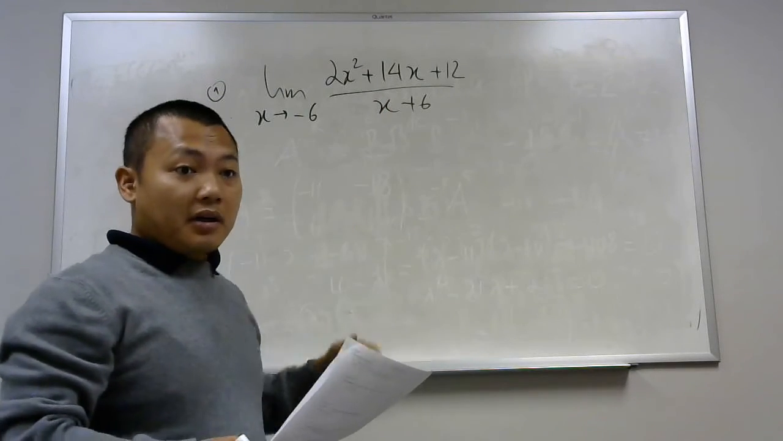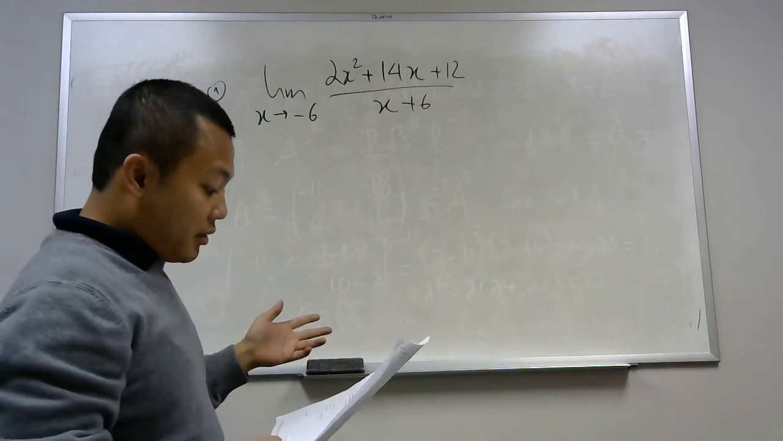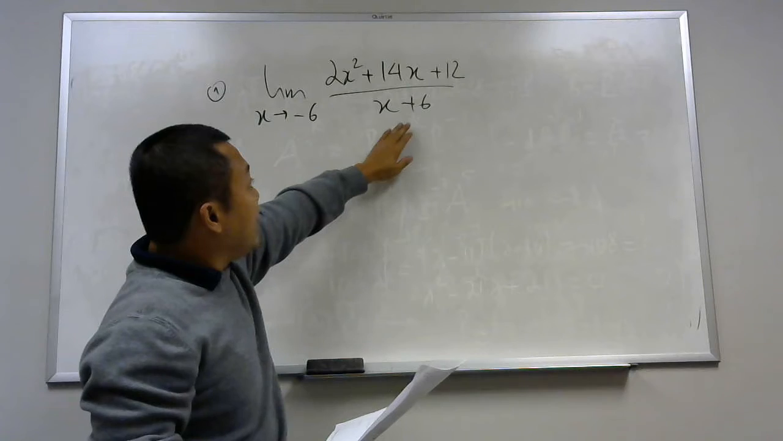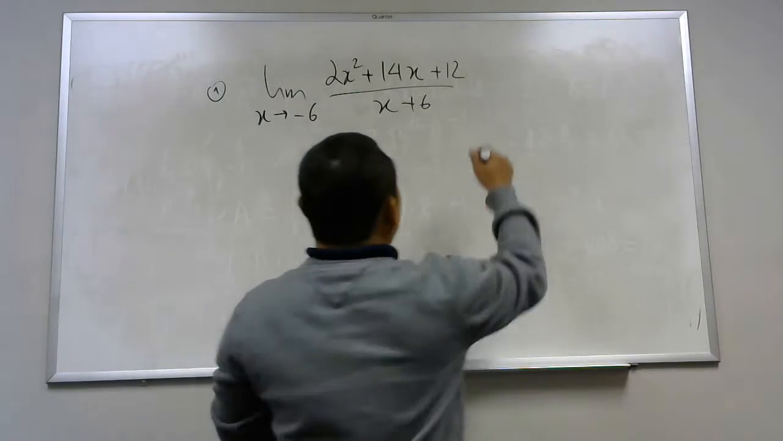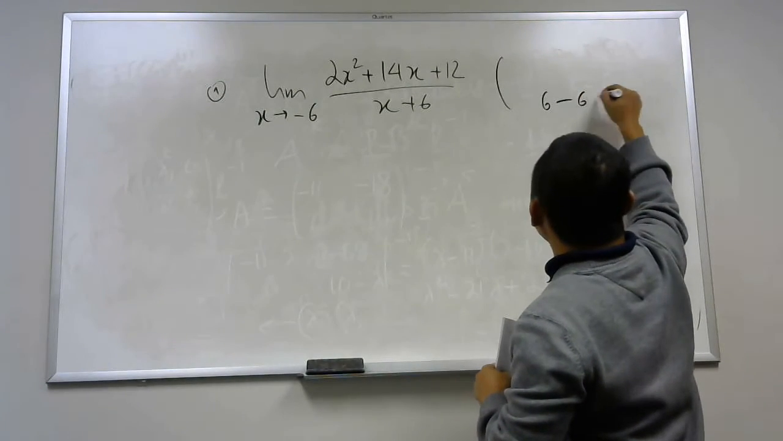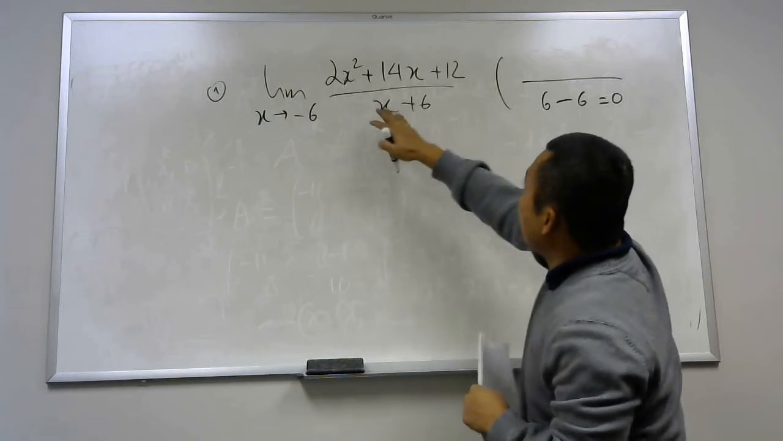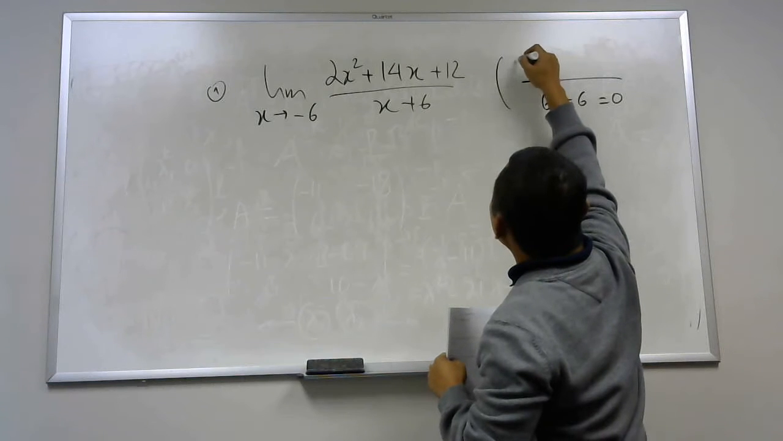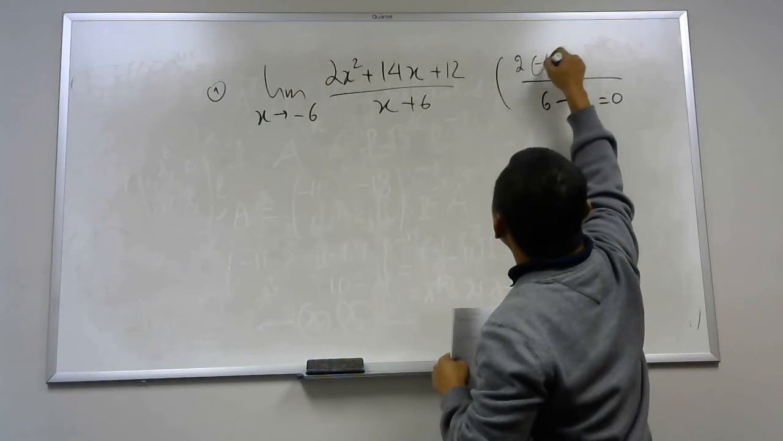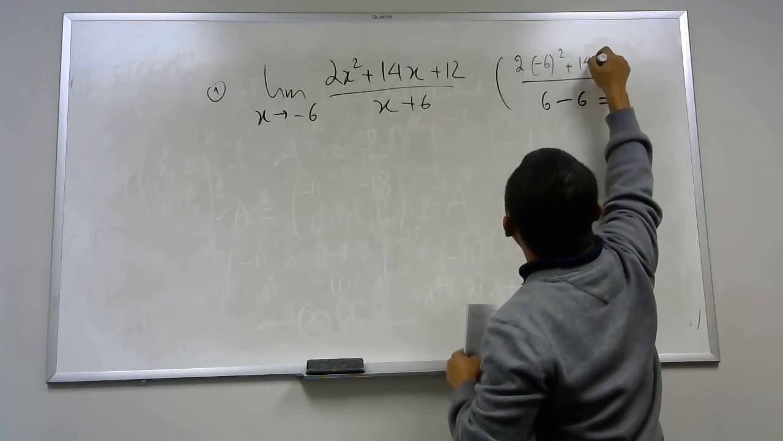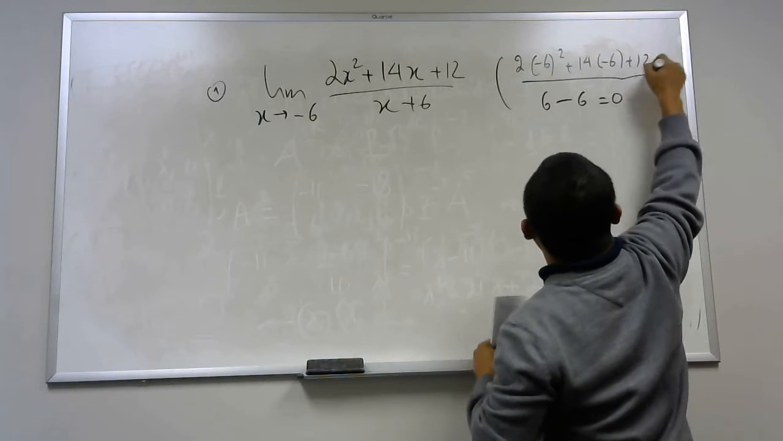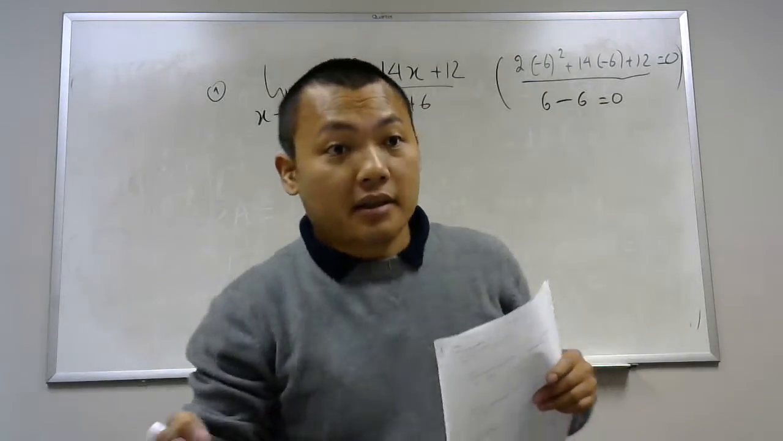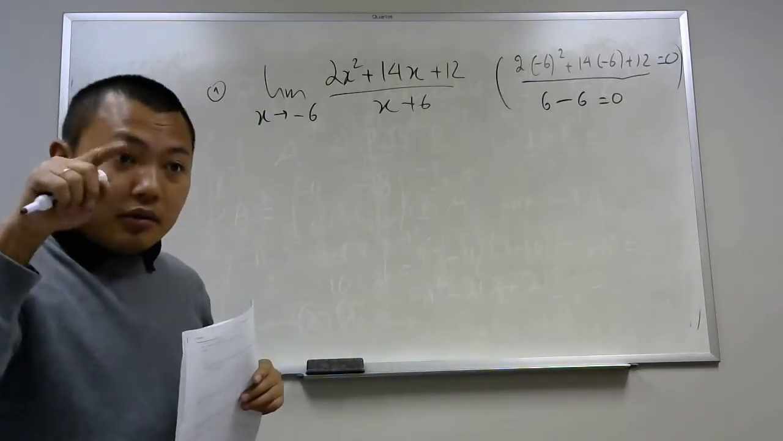In this case, you have fractional function. You plug -6 into this function, you get what? In the denominator, you get 0, so you have -6 plus 6, which is 0. And what is on the top? On the top, you have 2 times (-6) squared plus 14 times (-6) plus 12. Probably, you also get 0. So that means our limit has the form 0 over 0.